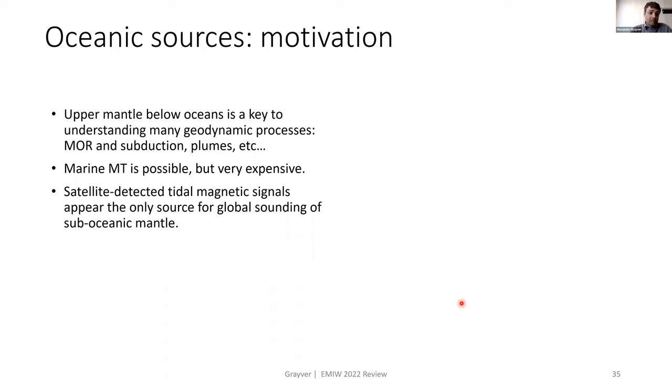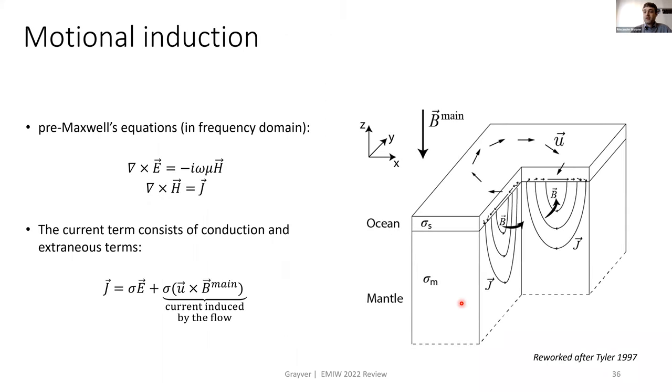And I think that the only way to get a global picture of the global electrical structure of the suboceanic mantle is by using these oceanic sources, which we can detect and map with satellites. And so satellites flying all over the oceans can therefore allow us some estimates of electrical conductivity structure under the oceans. So the physics behind this is what we call motional induction. And in fact, there was recently a review dedicated to motionally induced signals. I believe it was by Minami, 2017.